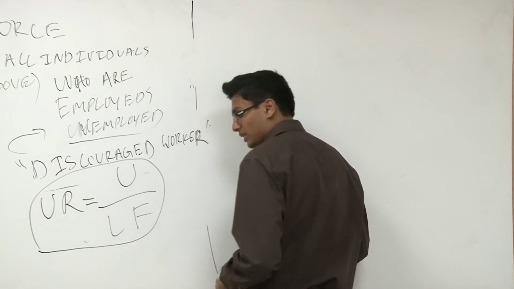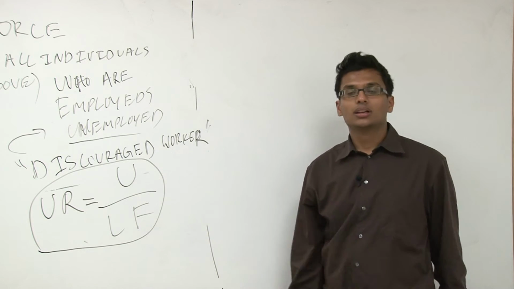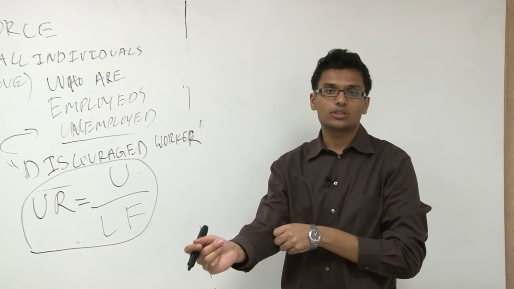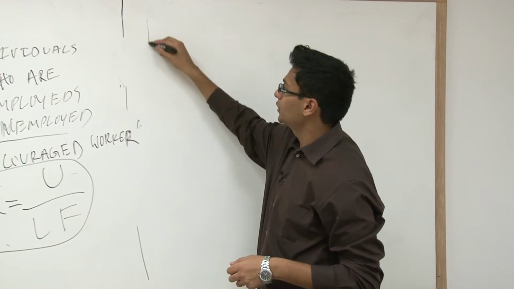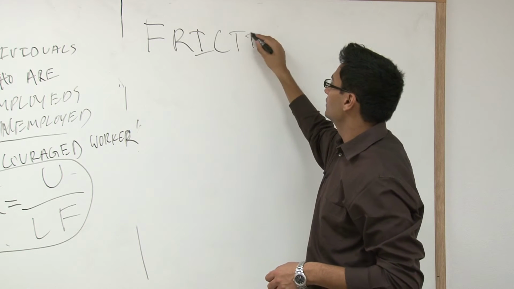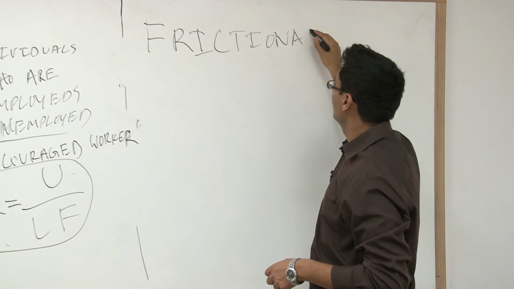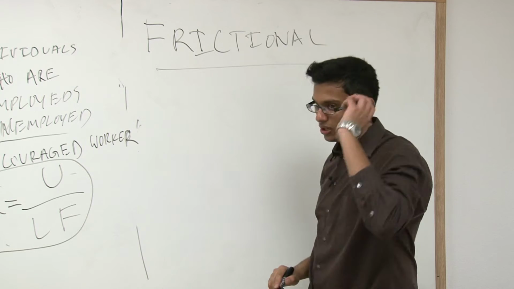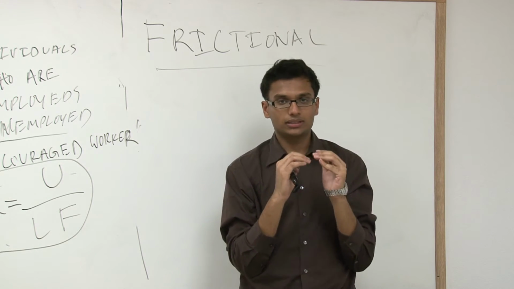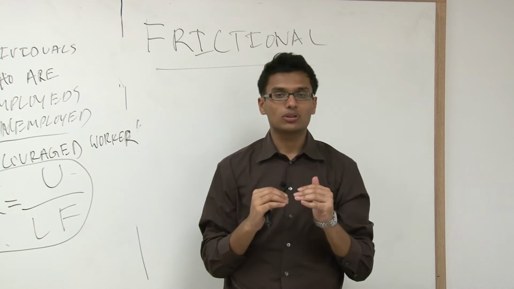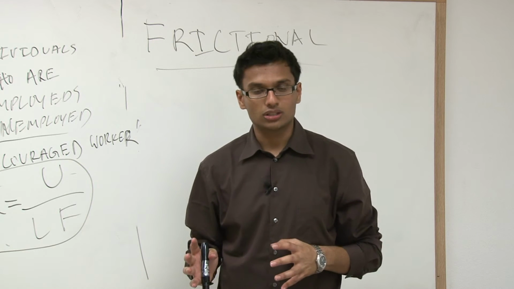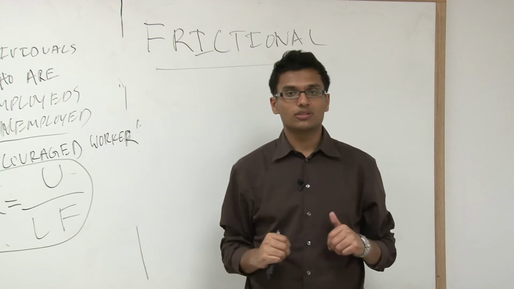So let's go over the 3 types of unemployment. First we start off with frictional unemployment. What is frictional unemployment? Well, there's a segment of the population in the labor force that is in transition, or they've come new to the economy.